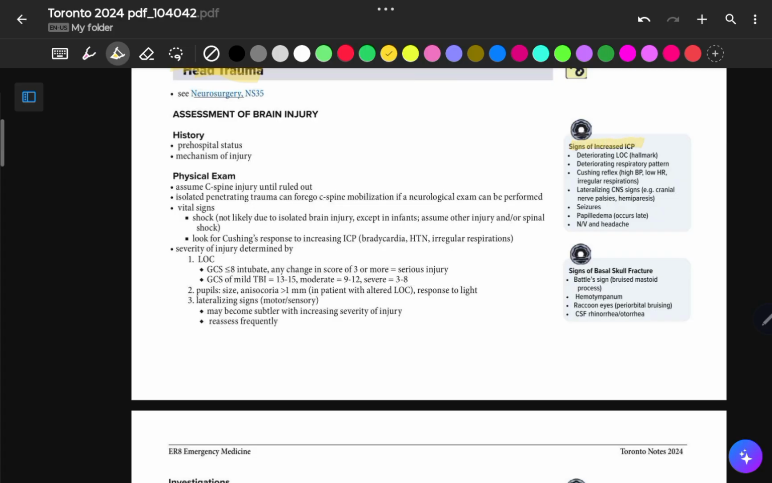Quickly, let's look at the signs of increased intracranial pressure. Number 1, deteriorating level of consciousness. Number 2, deteriorating respiratory pattern. You have your Cushing reflex, which involves increased blood pressure, decreased heart rate, and irregular respiration. They can also present with lateralizing central nervous system signs, for example cranial nerve palsy, hemiparesis, and seizure. They can also present with papilledema, which occurs at a later stage, and also nausea, vomiting, and headaches.